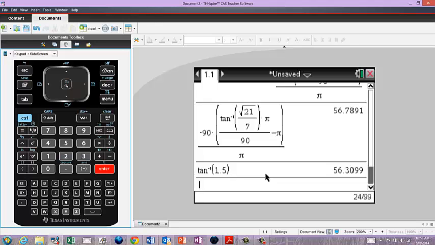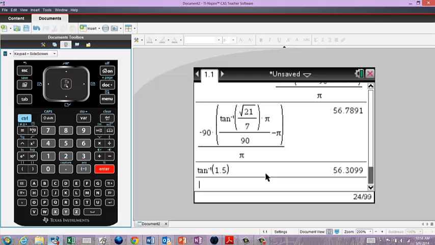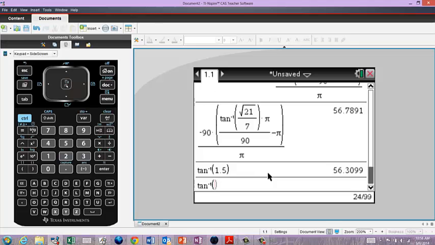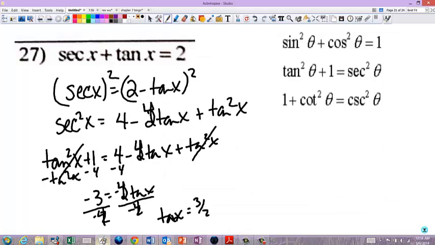56.3, which is not the answer. Not 100% sure why. Clearly I did something wrong. Oh, that's supposed to be a 4, in every place. Try again. Careless mistake. There we go. That's the answer.